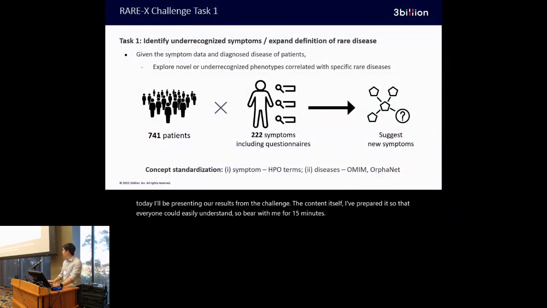Jake has already introduced the task, but to more briefly introduce what we did, the goal was to identify novel and under-recognized symptoms and expand the definition of rare disease. We were given the symptom data of 741 patients who were diagnosed with rare neurodevelopmental disorders. And for the sake of combining all the data, we normalized all the symptoms into HPO terms and all the diseases into OMIM or Orphanet entries.